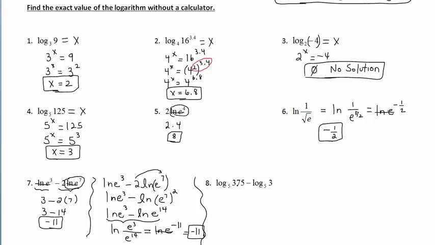Okay, 5 to what power is 375? I have no idea. 5 to what power is 3? Have no idea. If I could individually simplify these, I would, but I don't see what I can do. All right, nothing cancels like it did in number 7 where I had the ln and the e together. I do notice that both these terms have a log base 5, and I have a subtraction.